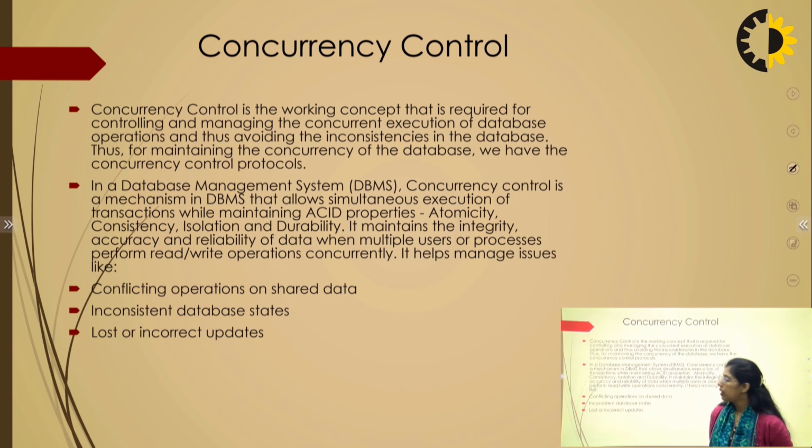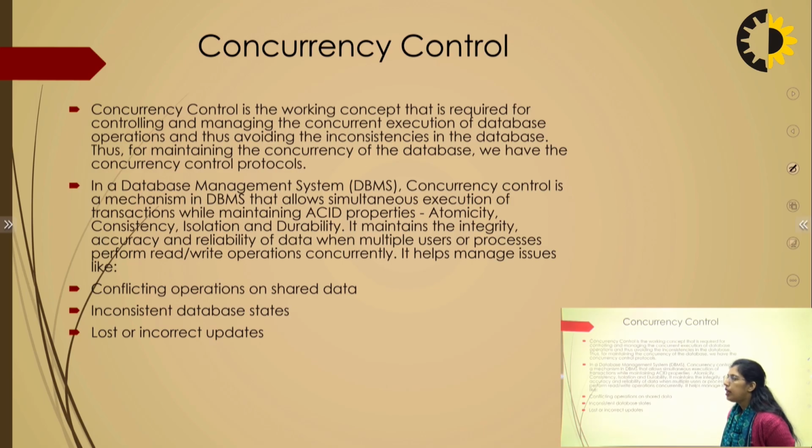Thus, for maintaining the concurrency of the database, we have the concurrency control protocols. It is a mechanism in DBMS that allows simultaneous execution of transactions while maintaining ACID properties. ACID properties as in atomicity, consistency, isolation, and durability. It maintains the integrity, accuracy, and reliability of data when multiple users or processes perform read-write operations concurrently. It helps manage issues like conflicting operations on shared data.